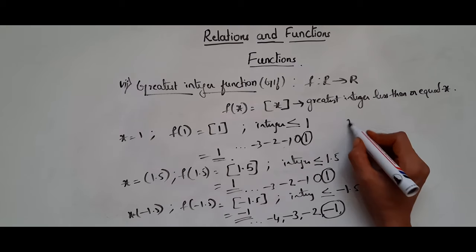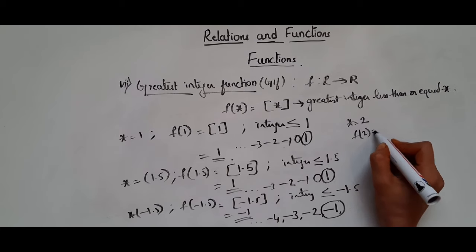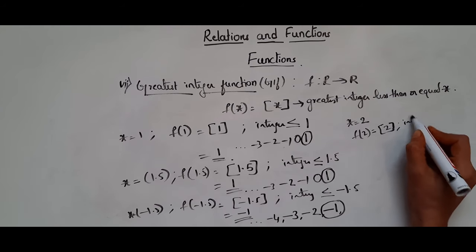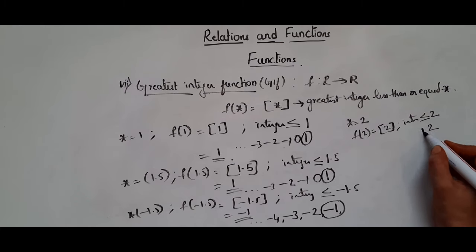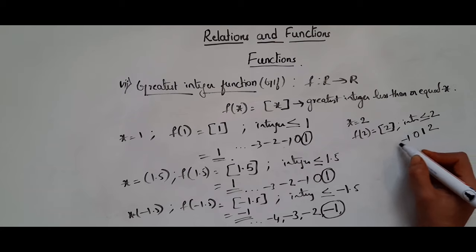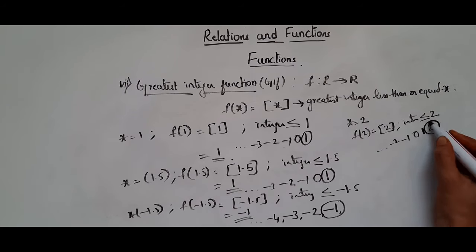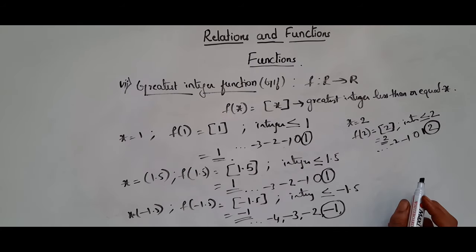Similarly, when I say x is equal to 2, what is f of 2? Now integers less than or equal to 2. What all integers are less than or equal to 2? We have 2 because it's included, it's an integer, right? So 2, 1, 0, -1, -2 and so on. Among these, which is greatest? 2. So the value of this is 2. So I hope this is clear.